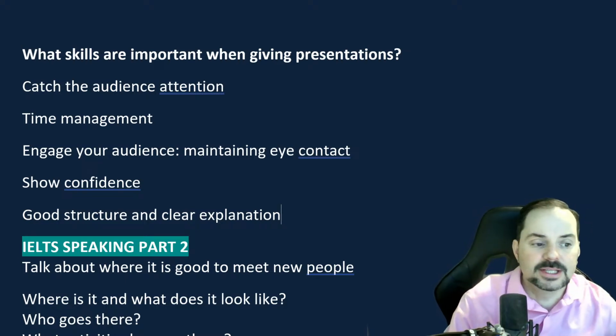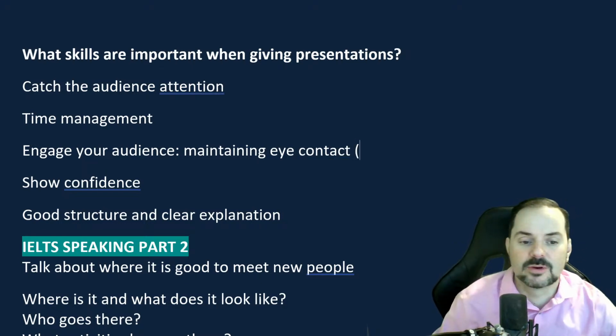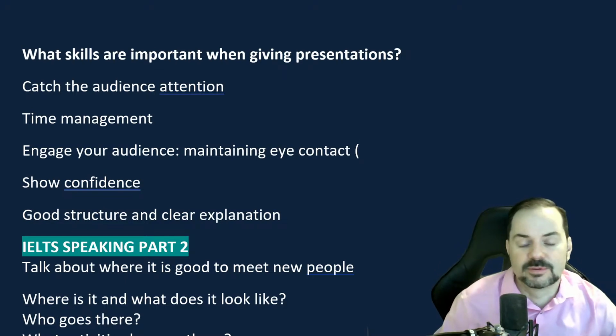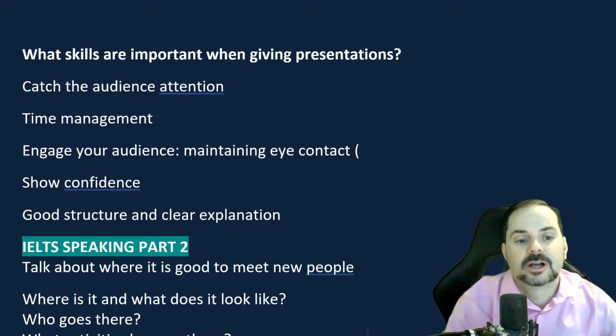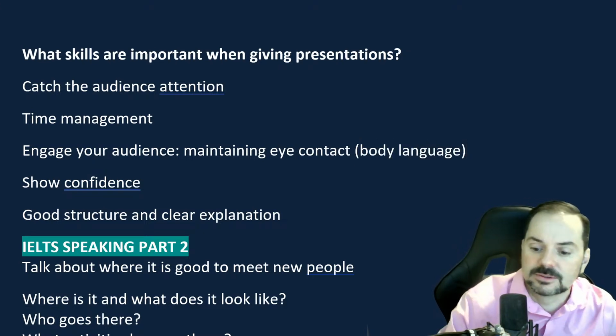Fuang says body language. Absolutely, right? So even though the examiner is not directly marking you on body language, of course it becomes a part of your overall performance, right? It's connected. So body language, yes, absolutely.